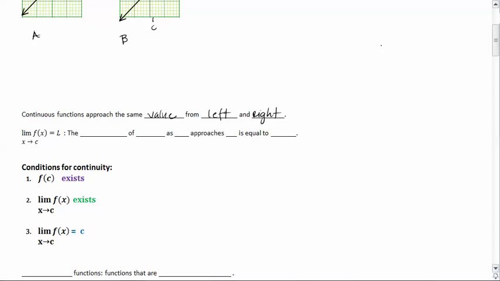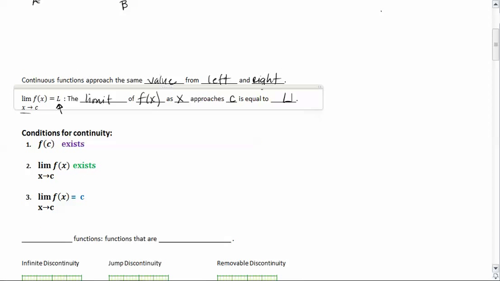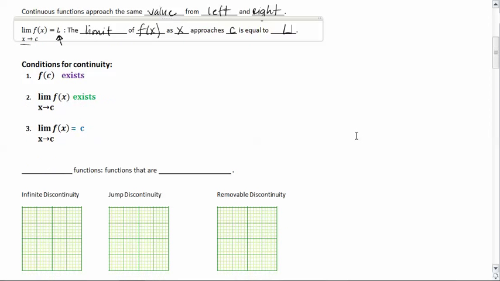What's written here says lim f(x) = L, with x arrow some C. The way we read this is: the limit of f of x as x approaches C is equal to L. It's just the way we're going to read this. This is going to come in handy for the rest of this chapter and for pre-calculus.